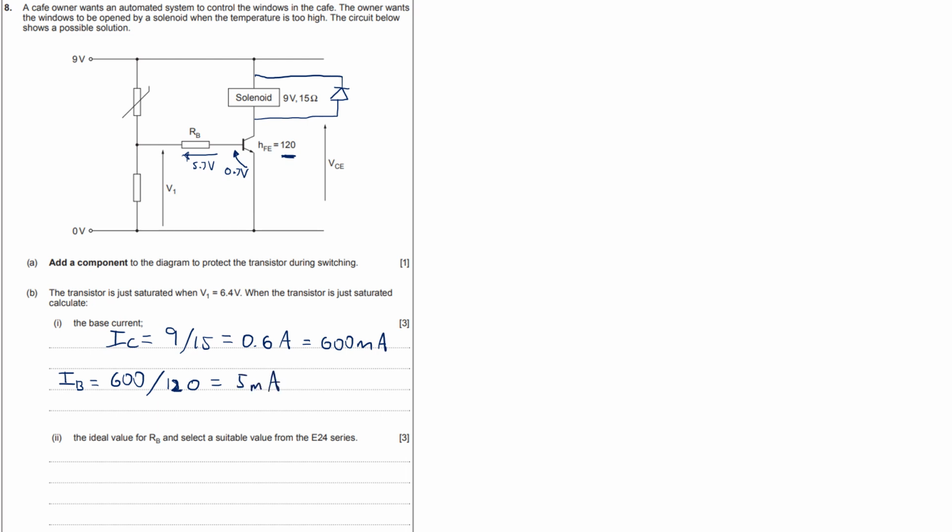Okay. Now the next bit, the ideal value for RB, and select a suitable value from the E24 series. So the theoretical value for RB would be R equals V over I, obviously. Where it's going to be V over IB, isn't it? Of course it is. So it's going to be your 5.7 over your 5 milliamps. This will come out in kilo ohms. 5.7 divided by 5, 1.14.